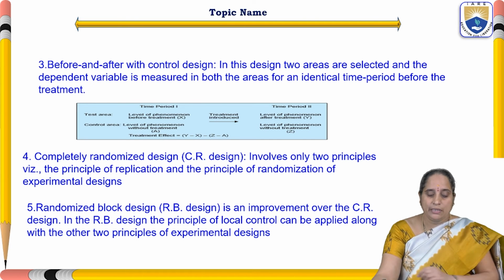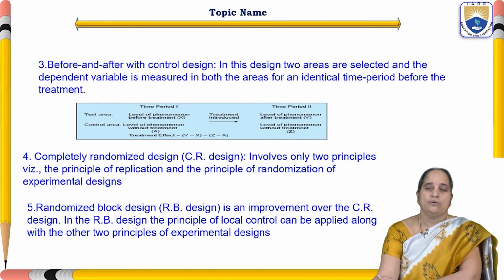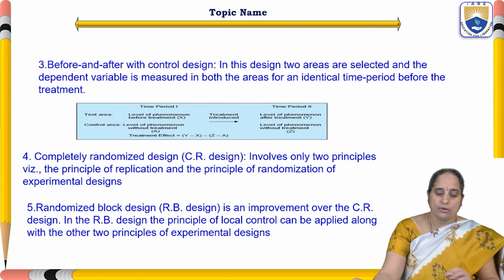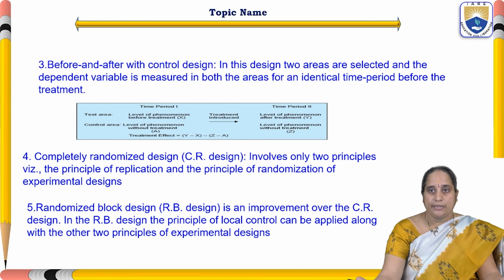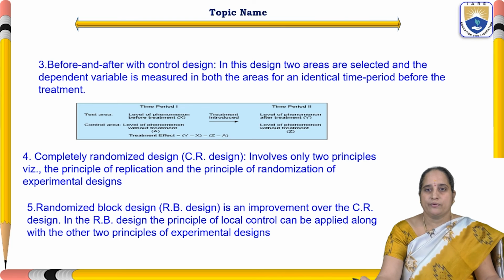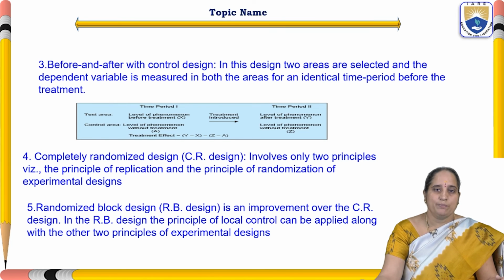The next type is completely randomized design. It is based on the principles as we discussed. There are three types of principles: the principle of replication, the principle of randomization, and the principle of local control. Whereas completely randomized design involves only two principles: the principle of replication and the principle of randomization. Replication means repeating the same experiment more number of times. That is known as the principle of replication.